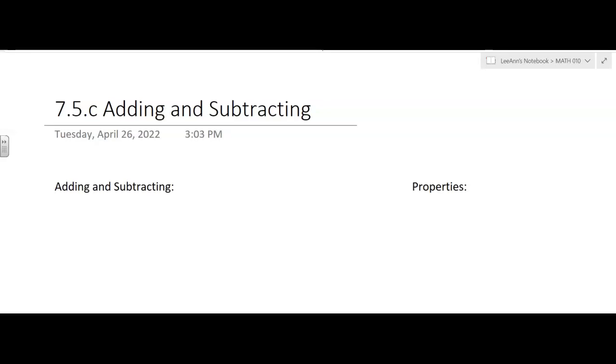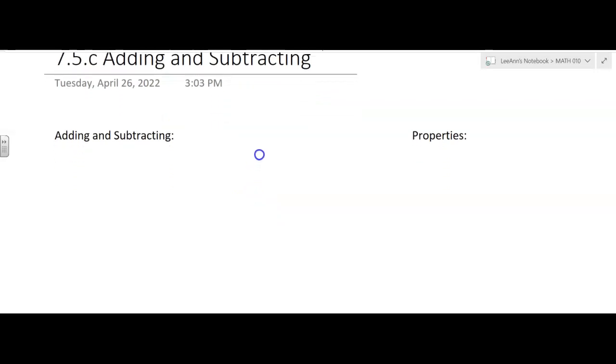So for the rest of this section, we're going to work with different operations with matrices. And we're going to start by adding and subtracting. So in order to add and subtract matrices, they must have the same dimensions. They have to be the same size.